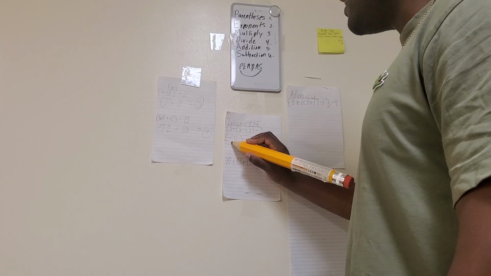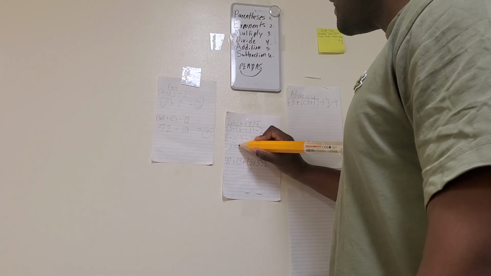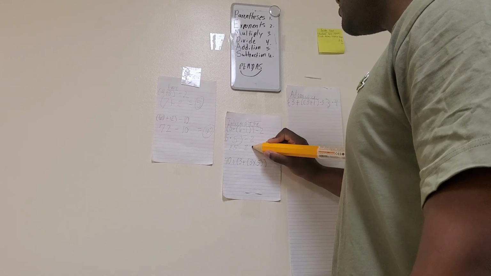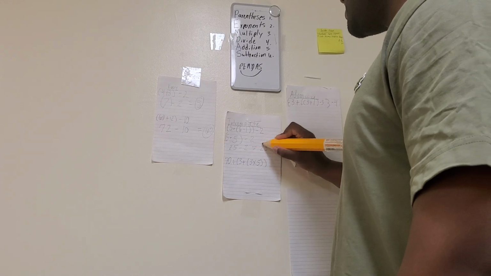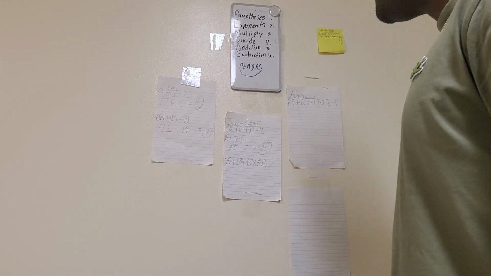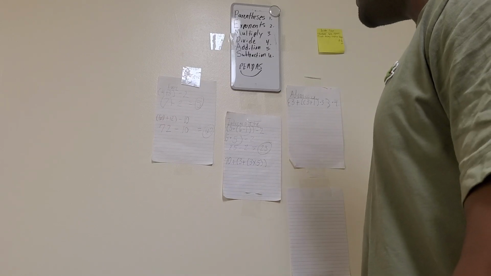So here it is in the bracket. 5 times 5, which is 25, minus 2. 25 minus 2 is 23, and there's your answer. See? Easy. PEMDAS. Very easy law. You can't mess this up.